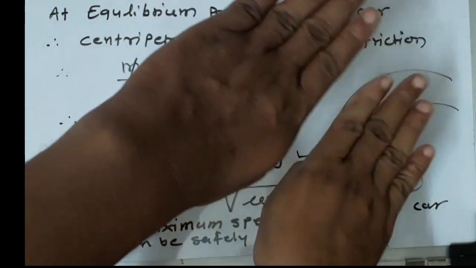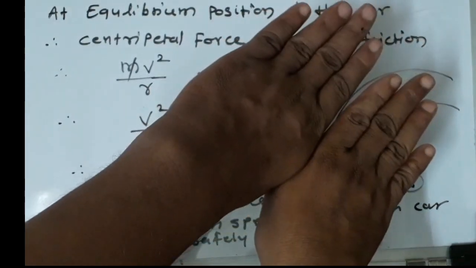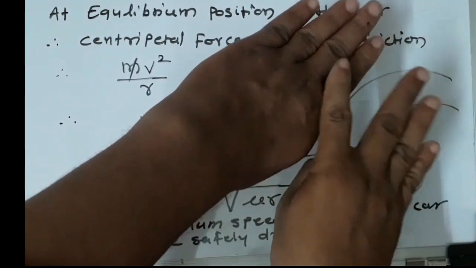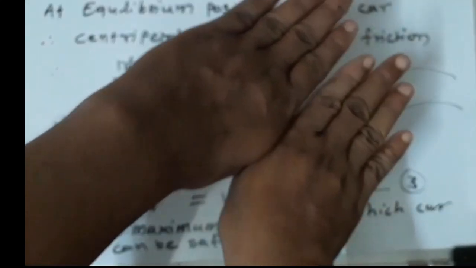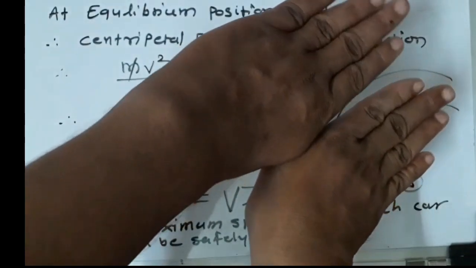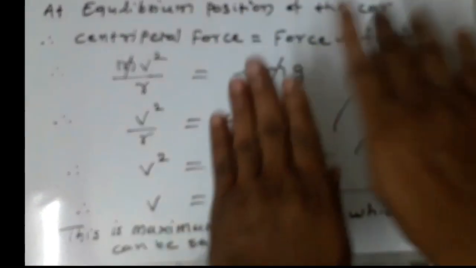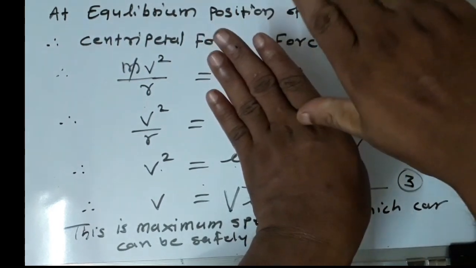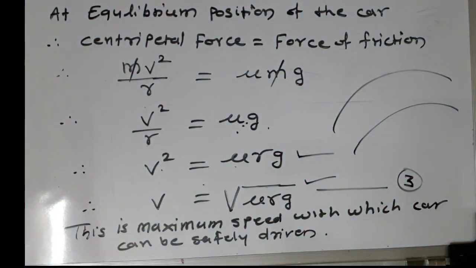That means the outer edge of the road rises higher than the inner edge. This is the outer edge, this is the inner edge, this is the turn. Then this outer edge rises like this, higher than the inner edge of the road, which is known as the banking of the road. If the turn is on this side, then again the outer edge of this road rises higher than the inner edge of this road. This is nothing but the banking of the road.